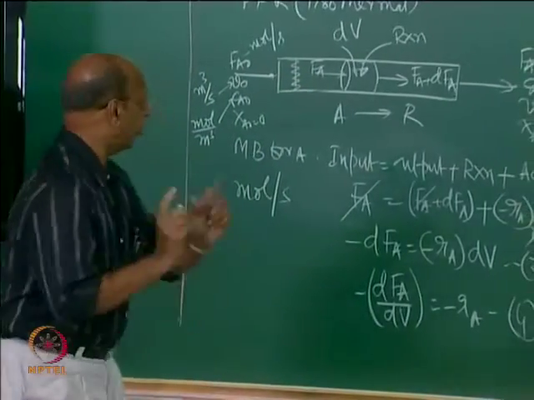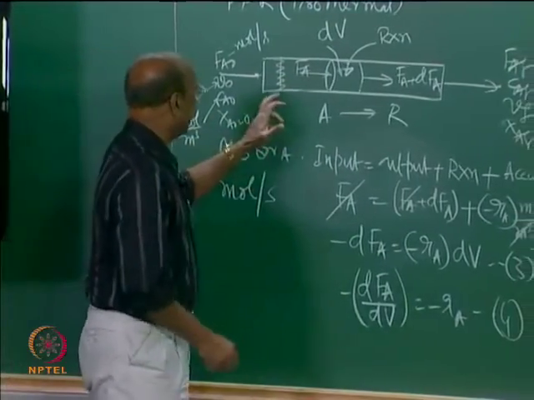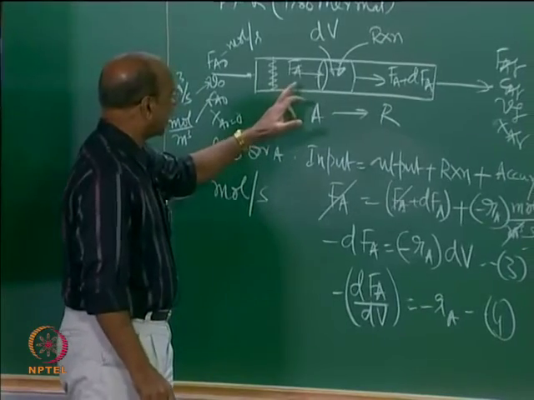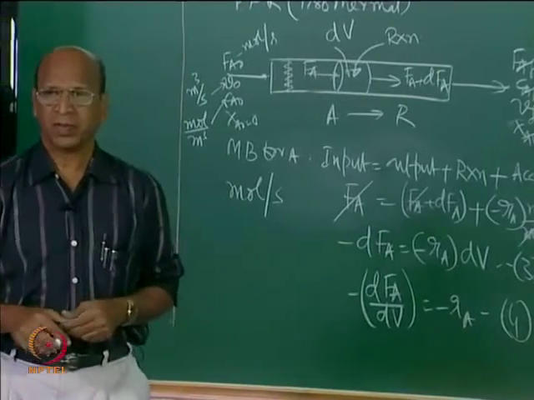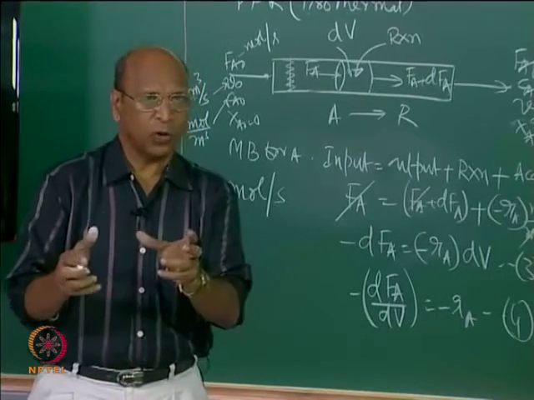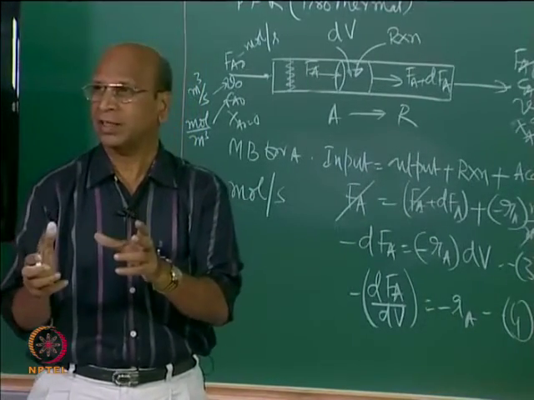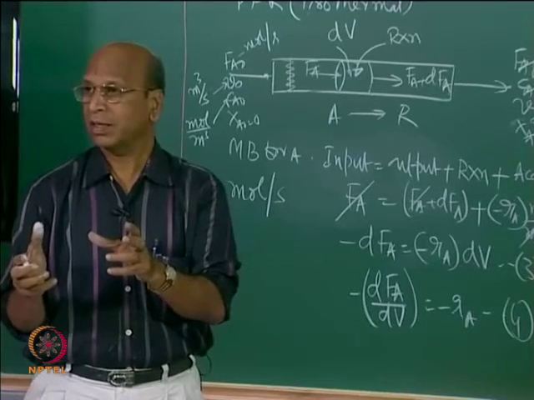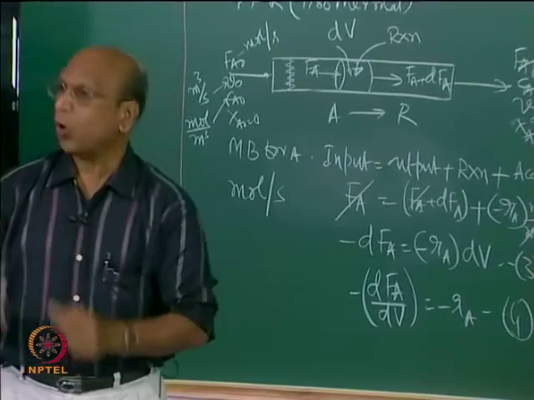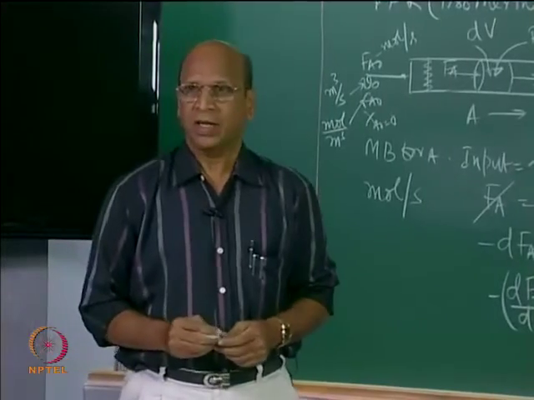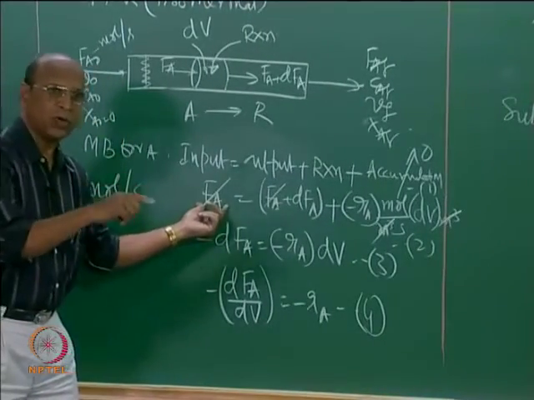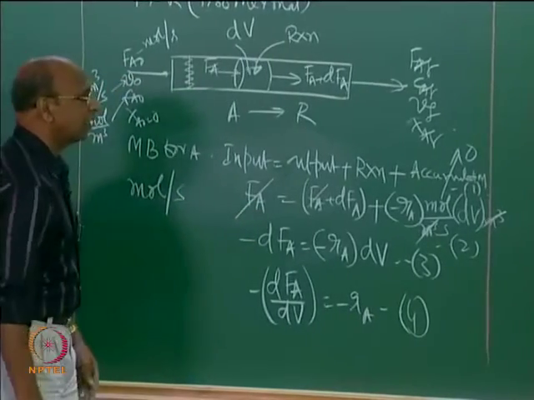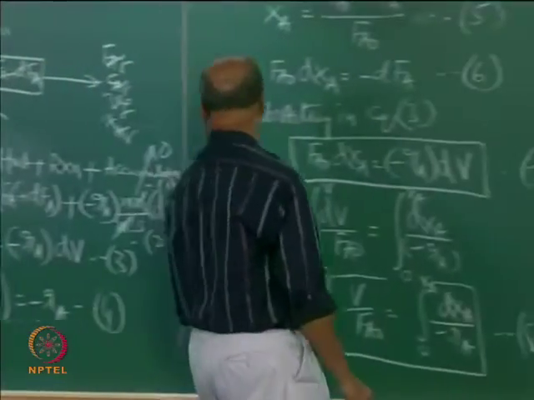Okay. To bring the point here, I can also write that FA in terms of CA. Can you write that? Molar flow rate in terms of concentration and volumetric flow rate. So that means I can also write this FA as V, the volumetric flow rate, into CA naught, CA.